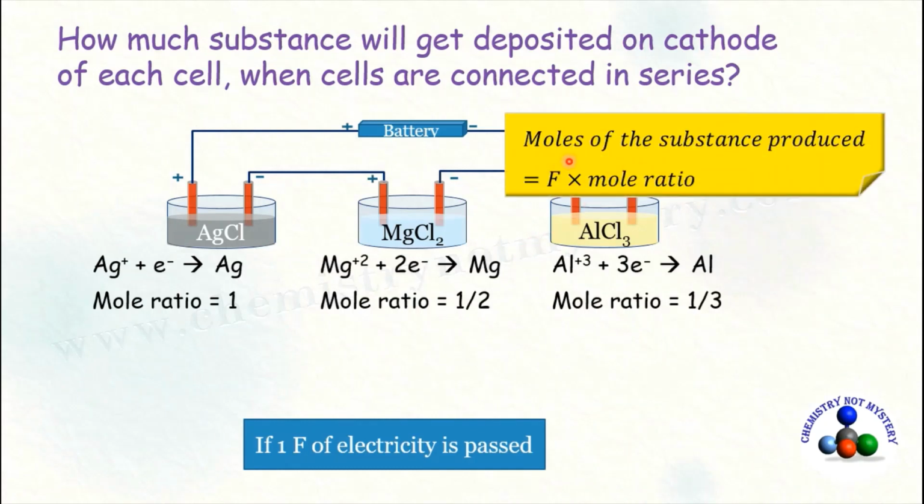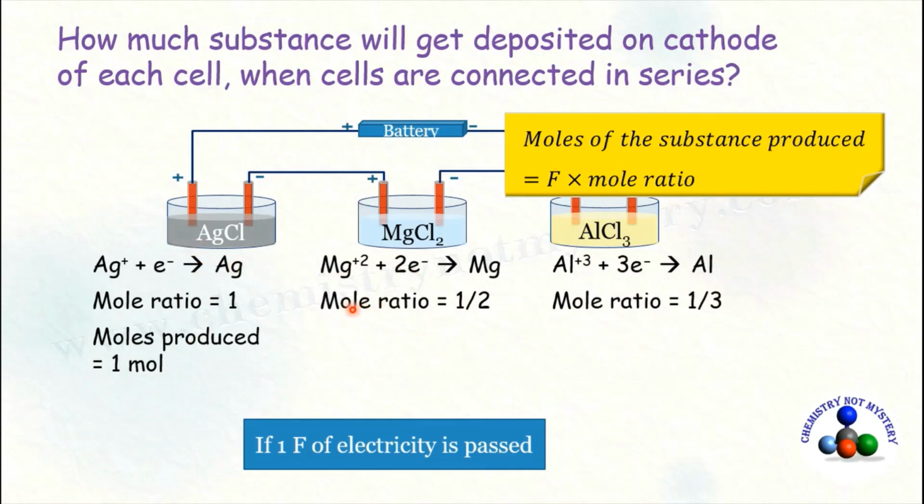We have the formula: mole of substance produced is equal to number of Faraday multiplied by mole ratio. So here we have used 1 Faraday of electricity. When we multiply 1 Faraday by the mole ratio of Ag, which is 1, 1 mole of Ag will be produced in the first cell.